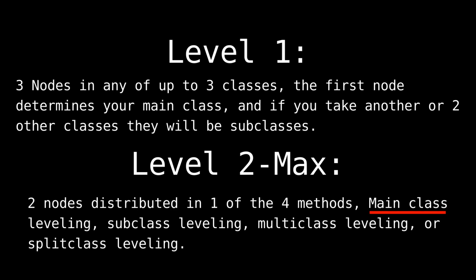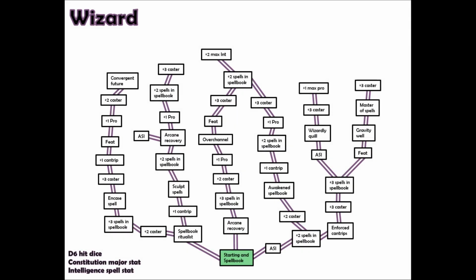Putting 2 nodes into your main class. For Bill, that would be Fighter. Putting 2 nodes into your subclass. And for Bill, that's Wizard, which is what we're going to be doing right here. I'll go over the other 2 methods for the next 2 level ups, but the main class leveling works exactly like subclass leveling, just with your main class instead of your subclass.